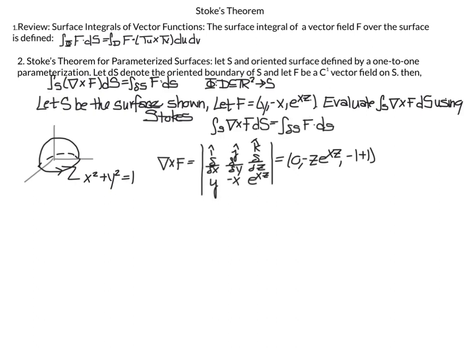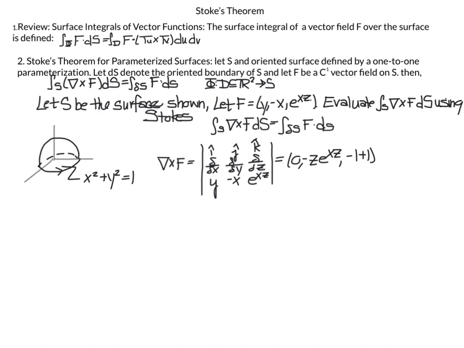So when I see a question like evaluate this curl integral using Stokes, what that means to me is we want to evaluate using the line integral, because if they wanted you just to evaluate this, they would just say evaluate the surface integral of the curl. They wouldn't have to say using Stokes. They could stop there. But in my mind, when they say using Stokes, they're implying you're going to do the other side of the equation.